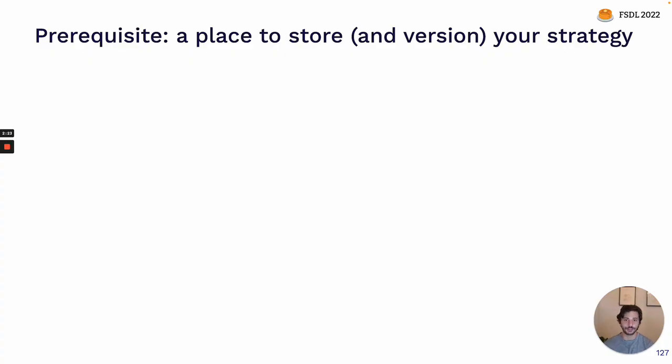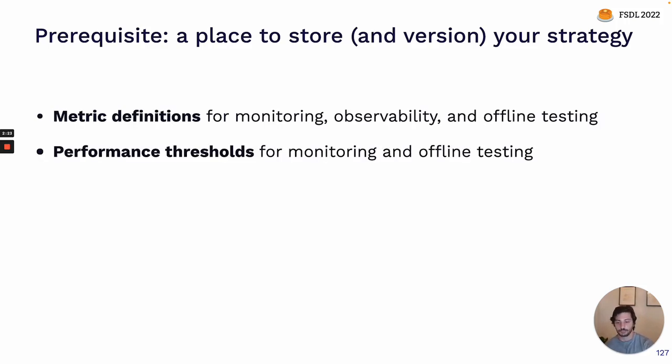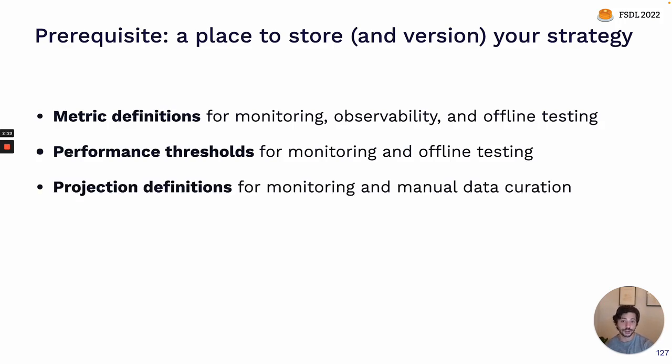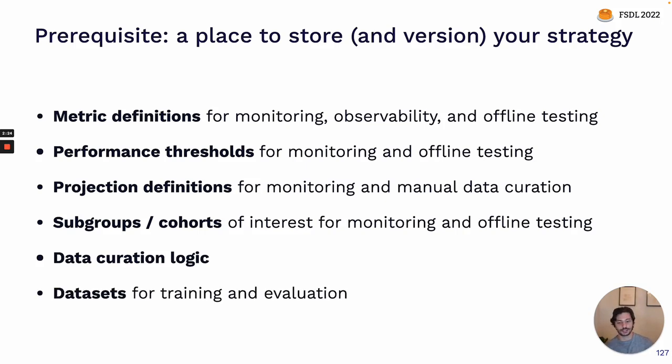The thing you would need to have in place before you're able to actually execute what I'm going to describe next is a place to store and version all of the elements of your strategy, which include metric definitions for both online and offline testing, performance thresholds for those metrics, definitions of any of the projections that you want to use for monitoring and also for data curation, subgroups or cohorts that you think are particularly important to break out your metrics along, the logic that defines how you do data curation, whether it's sampling rules or anything else, and then finally, the specific data sets that you use for each different run of your training or evaluation.